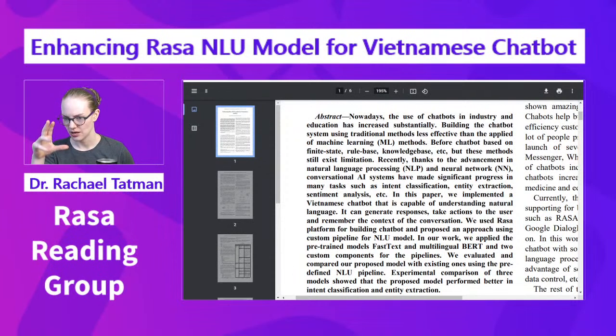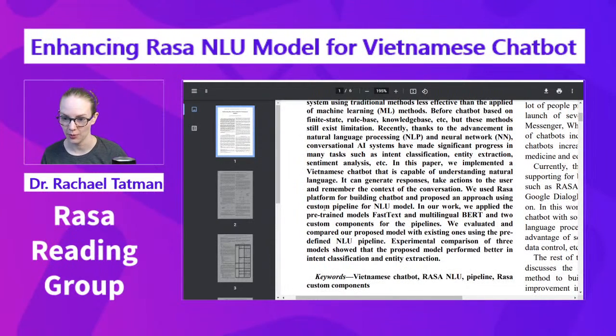Okay, so they're taking the Rasa assistant and they're adding additional components to the pipelines to make it work for Vietnamese. We evaluated and compared our proposed model with existing ones using the predefined NLU pipeline. So how do their components help? Experimental comparison of 3 models showed that the proposed model performs better in intent classification and entity extraction.